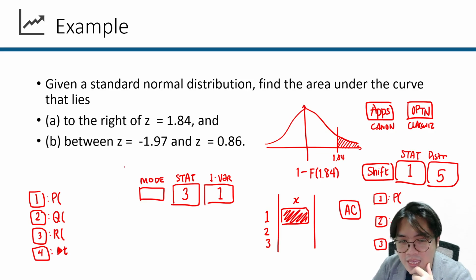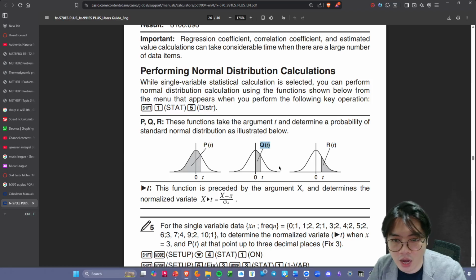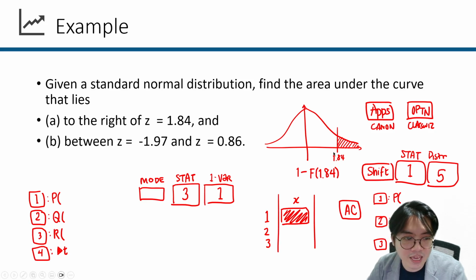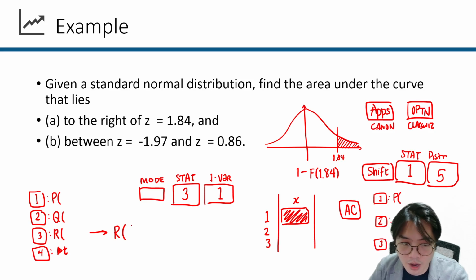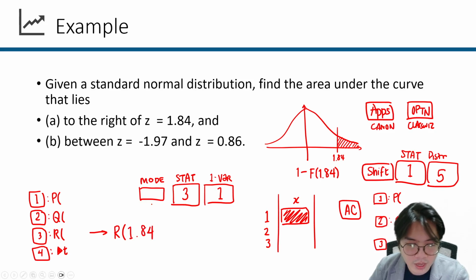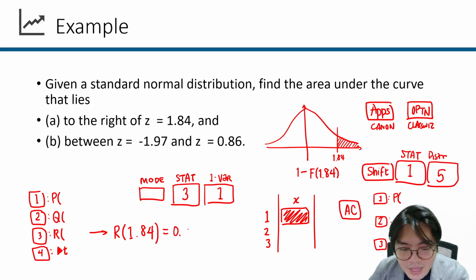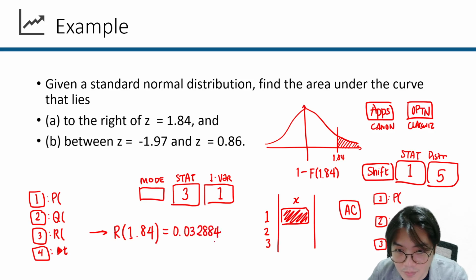Okay? But for me, I can very clearly see that out of P, Q, and R, the one that would make my life the easiest is the R function. If you're going to press Shift 1, 5, and then 3, what will come out of your screen is this letter R, and then to the right of it, 1.84. And of course, you close that with parenthesis. Therefore, you'll be presented with the immediate final answer, and not only that, but also a final answer to 6 decimal places. Right?